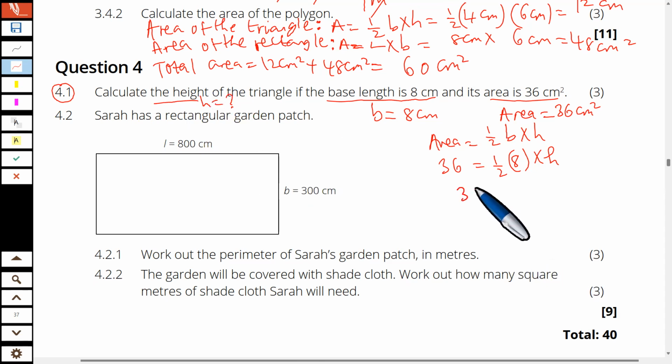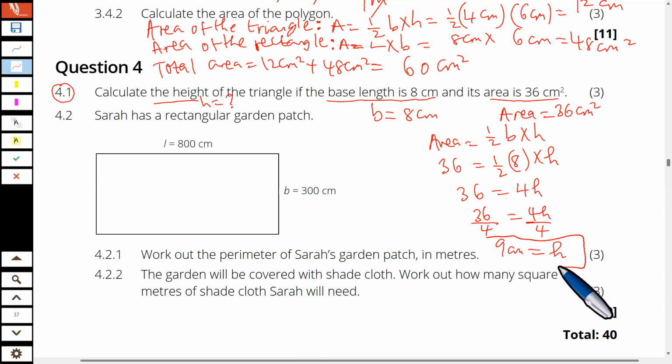So you come here and say 36. What is half of 8? 4. H. Right. So you take the 4H and you have the 36. So you divide by 4 and whatever I've done on the left, it must be done on the right. So this is the height. So what is 36 divided by 4? It's exactly 9 centimeters. So the height they want is this one here. The height is exactly 9 centimeters.